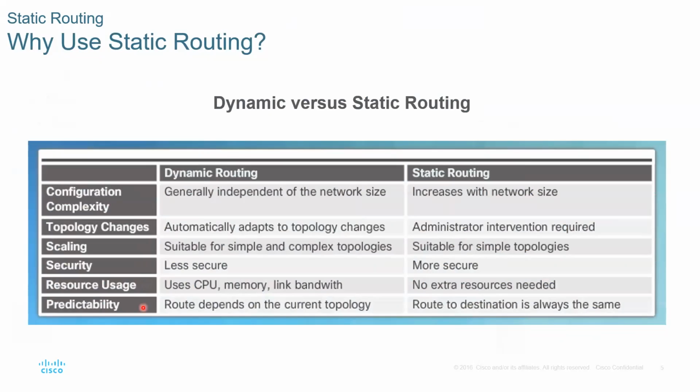Predictability. Dynamic routing, because it's always adapting to the topology changes, will be very predictable, and if not, it would be a short period of time before it does become predictable. For static routing, the route to a destination is always the same. So if any changes occur in the topology, the administrator must get involved.